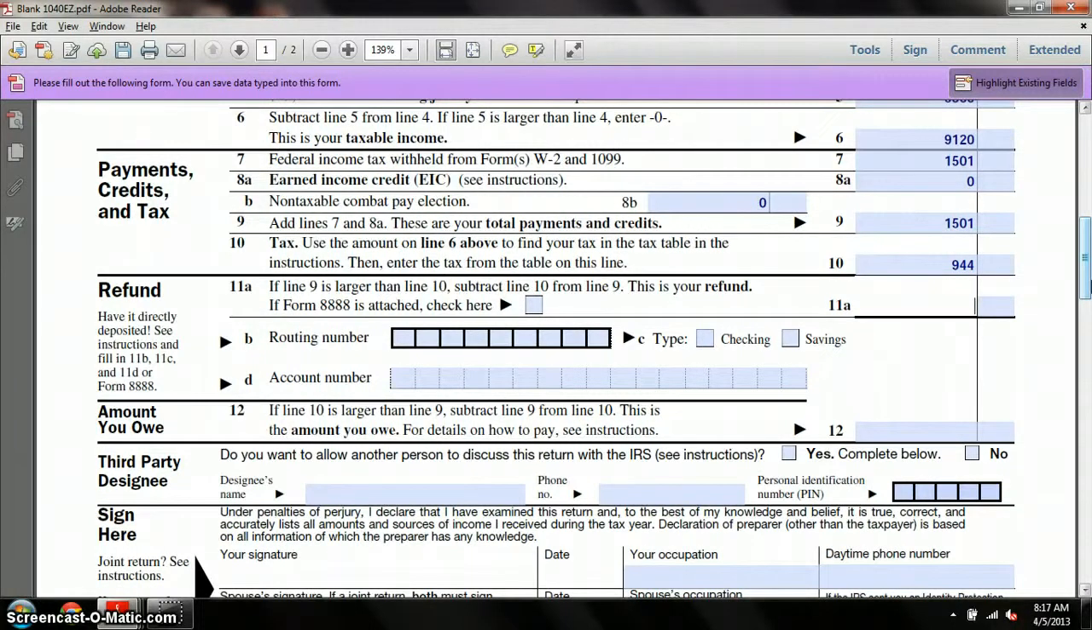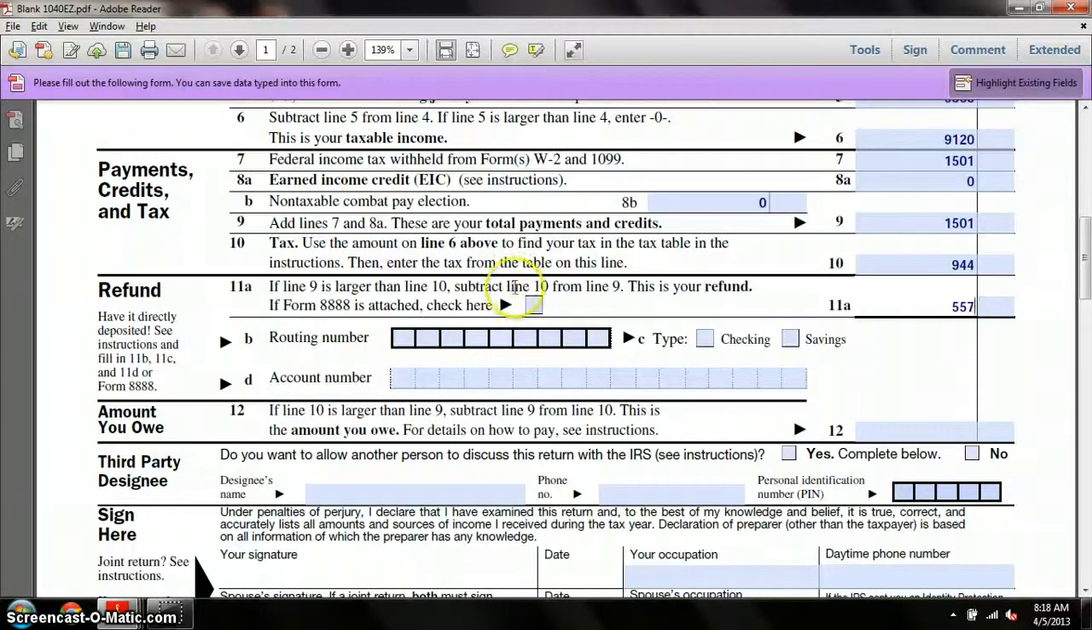Okay. Now 11 is calculating our refund. So if we're going to receive a refund, this is where we're going to enter this in. If line 9 is larger than line 10, subtract line 10 from line 9. This is your refund. So as you can see, line 9 is larger than line 10. So we're going to take line 9, which is $1,501, minus 944, and we're going to enter that amount in 11A. That should be $557. Now, this is how much you're going to receive as a refund if this is your situation. So Roberto would be receiving a payment from the government, paying him for $557 of a refund.